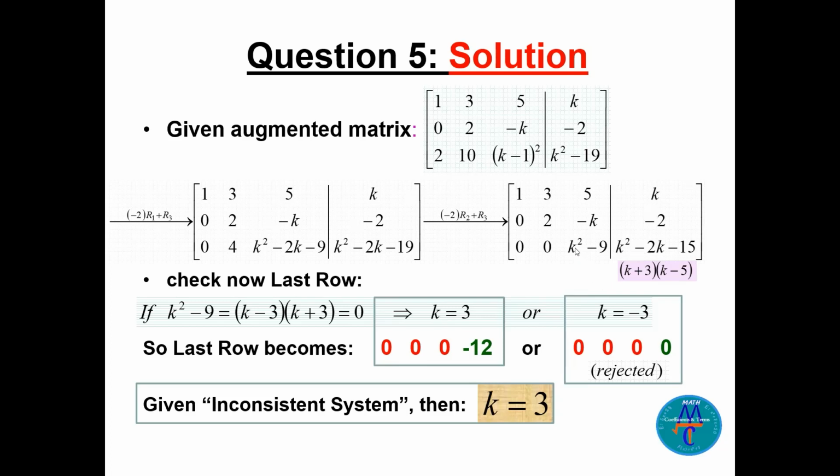Now let me check the other one. K minus 3. It will be 0 also here, because minus 3 all squared is 9. 9 minus 9 is 0. If I put here minus 3, I will get 0. So 0, 0, 0, 0. This is infinitely many solutions. So this is rejected. So the only value for k is k equals to 3.